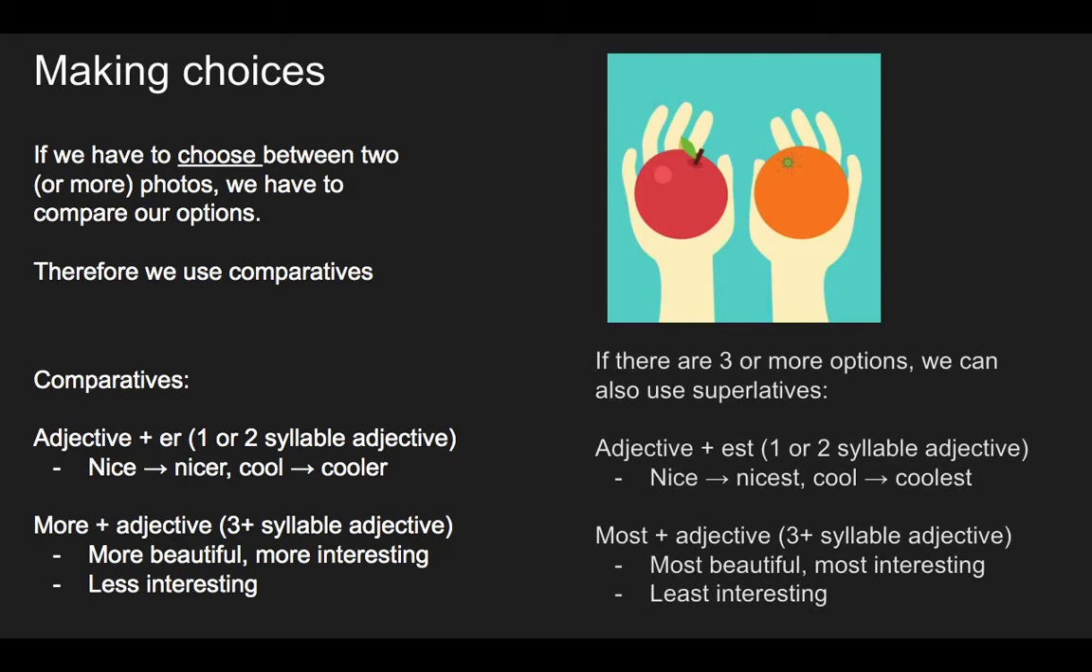And if we have 3 or more options and we want to pick one option, we want to choose one option in particular, we can also use superlatives. And with this, we add est to the adjective. Nice, nicest, cool, coolest, fun, funnest, pretty, prettiest. This is 1 or 2 syllables. And more than 3 syllables, we use most. Most beautiful, most interesting. And if we're doing the opposite, it's least. So more and less, most and least.